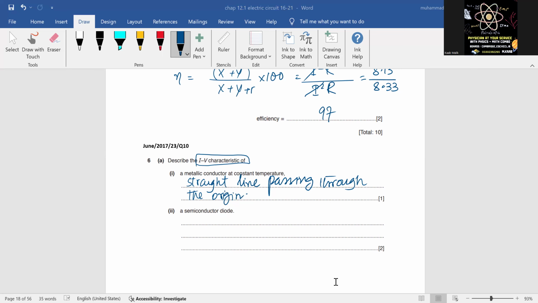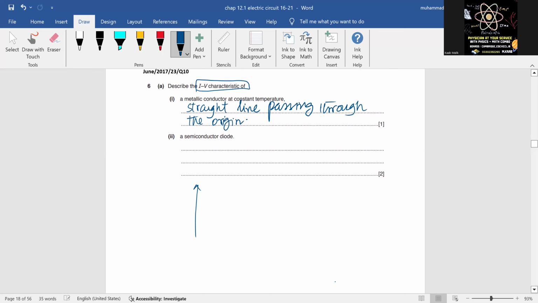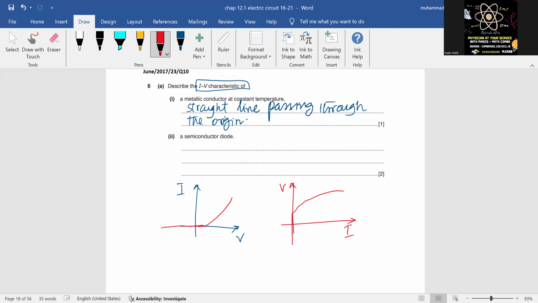Look, for the semiconductor, you should know that the IV graph looks like this. It will always be 0 in the negative direction and 0 for some volts in the positive direction, and then it goes like this or like that. Or if they give you the VI graph for it, the semiconductor looks like this, this way and then like this.